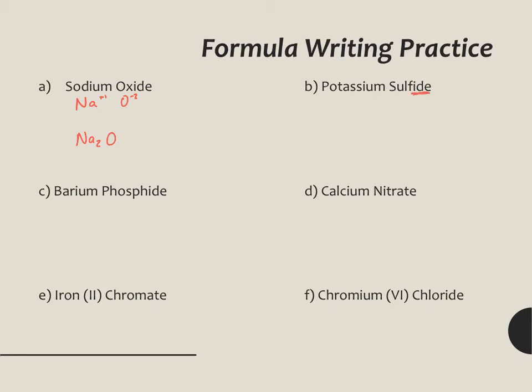Potassium sulfide, okay? Keyword there, not to be confused with sulfate. So potassium is K, that's a +1. Sulfide is -2. Criss-cross them down, K2S. Okay. Barium phosphide. Again, look out for the "ide" ending, so it's just the normal element.